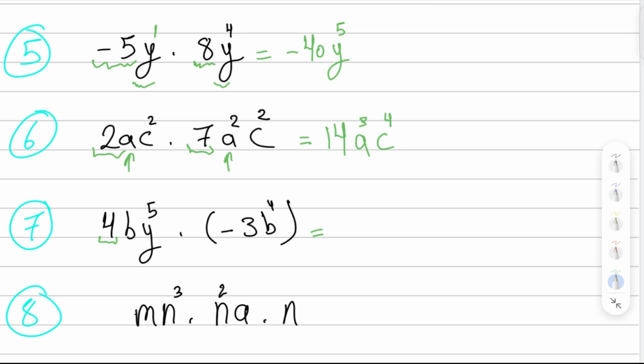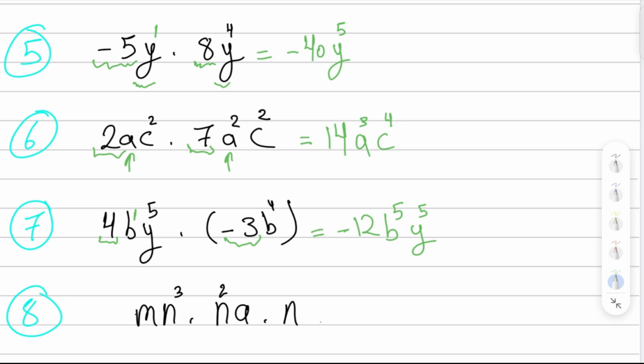Multiply the numbers. 4 times negative 3. Positive times negative is negative. 4 times 3 is 12. Multiply b with b. Remember that b here is to the power 1 times b to the power 4. This is equal to b to the power 5. For y, we don't have another y in the second monomial, so we're just going to keep it as it is. y to the power 5.